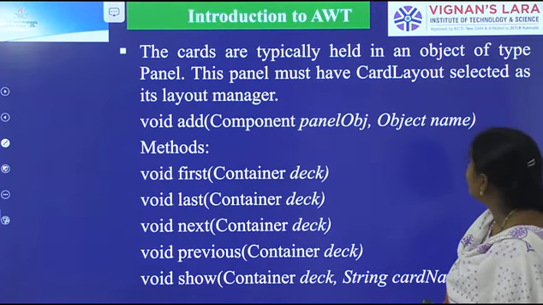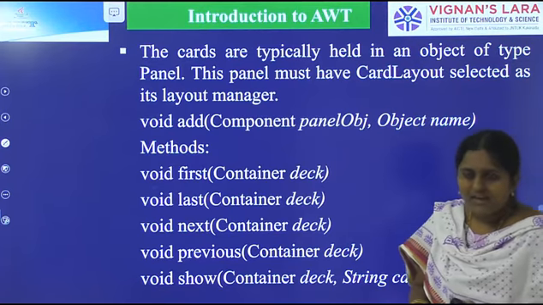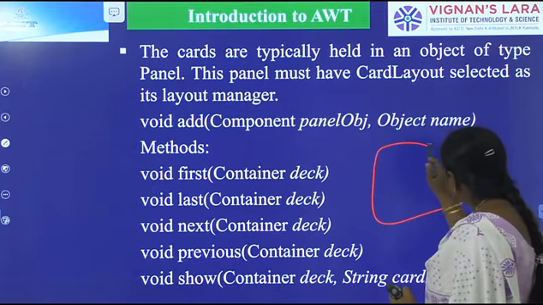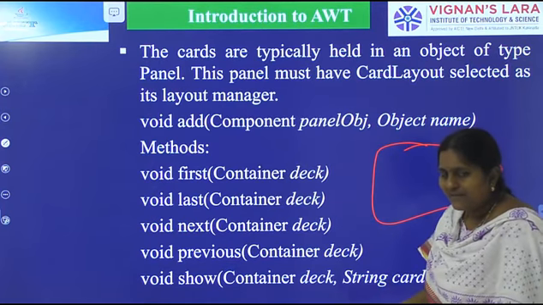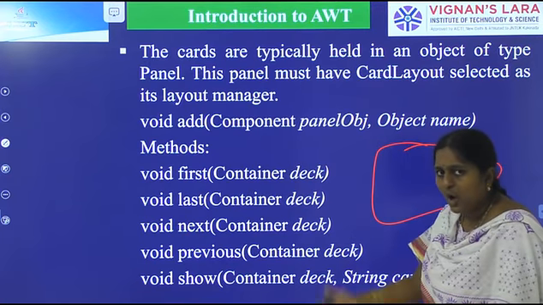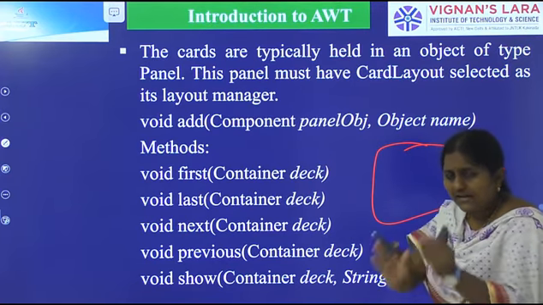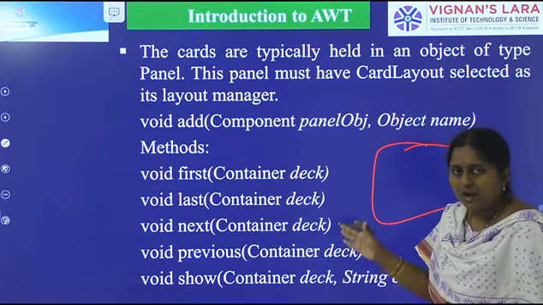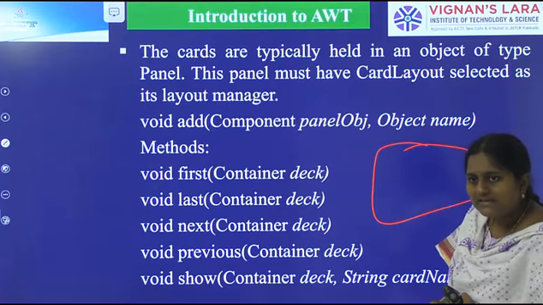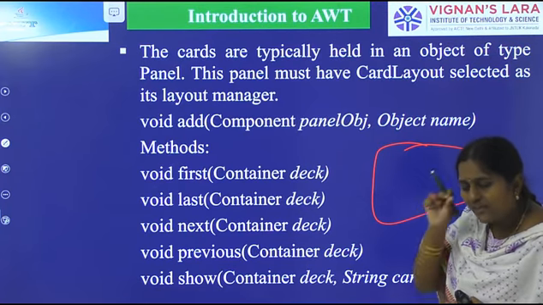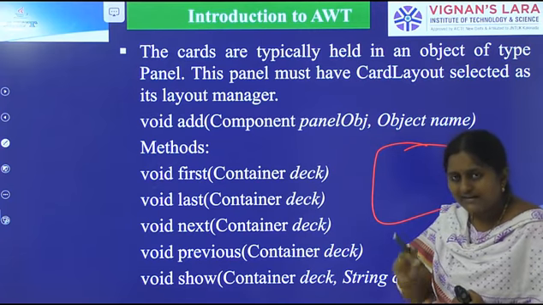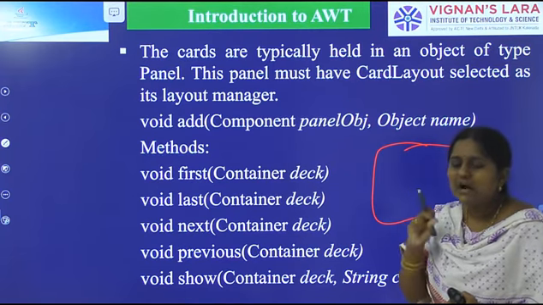Next, the cards are typically held on an object of type Panel, where you can place the components. Panel, like Applet, is a subclass of Container. Container is like a place where you can add components and where you can remove components. By using the card layout manager, each and every component is treated as a card.